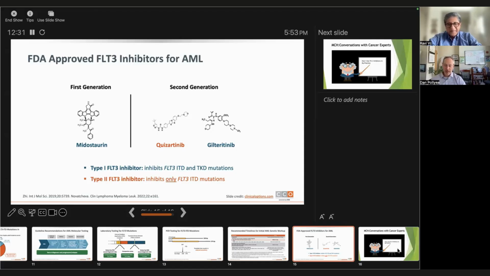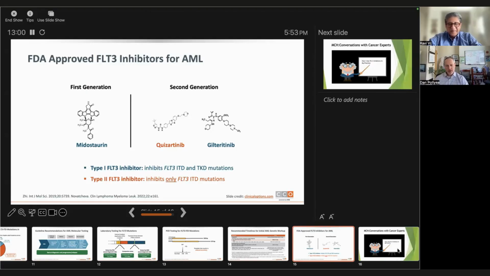If a patient has a FLT3 TKD, that's not a patient that we would give quizartinib to. But if in the upfront setting that patient were eligible for intensive chemotherapy, that patient should get midostaurin. That's really the only option in that situation. Now, if a newly diagnosed patient is not a candidate for intensive chemotherapy, there's really no upfront FLT3 inhibitor that's FDA approved for use.